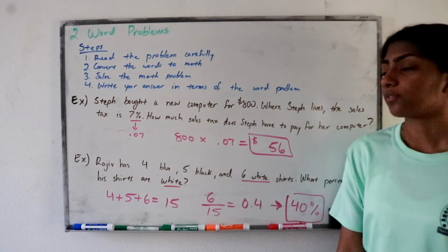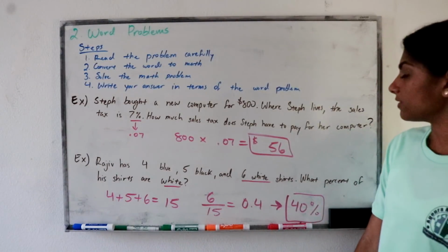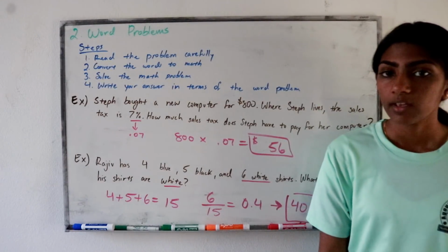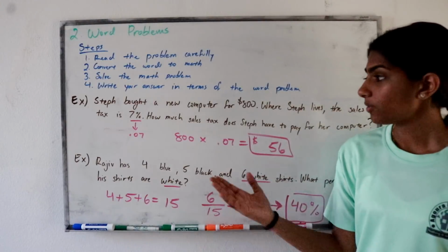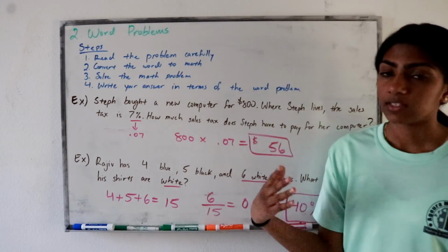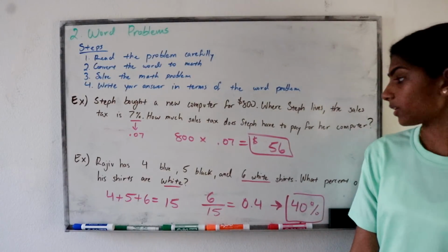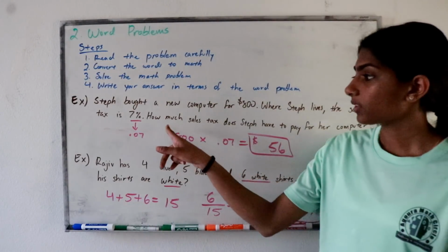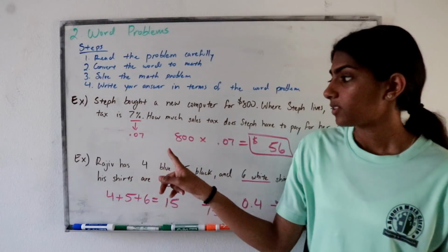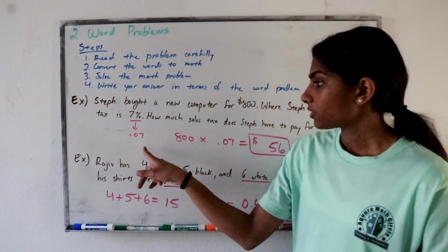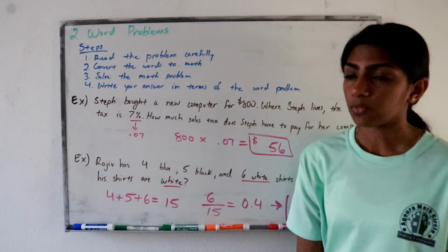Let's look at this example. Steph bought a new computer for $800. Where Steph lives, the sales tax is 7%. That means you pay 7% of whatever you paid for as tax. How much sales tax does Steph have to pay for her computer? So first, we want to convert this percent into a decimal, since it's easier to work with decimals. So this is 0.07 in decimal form.